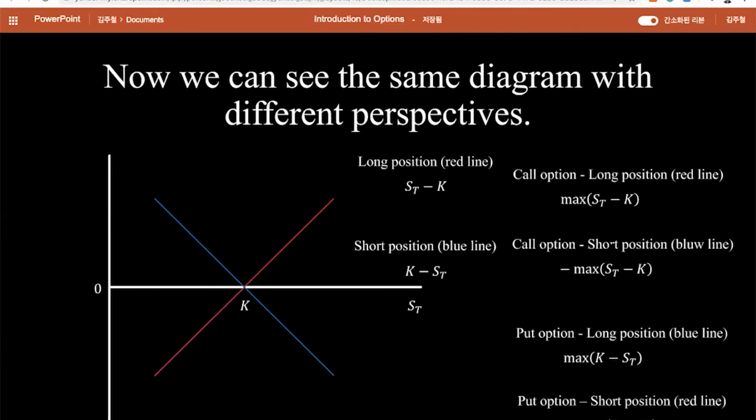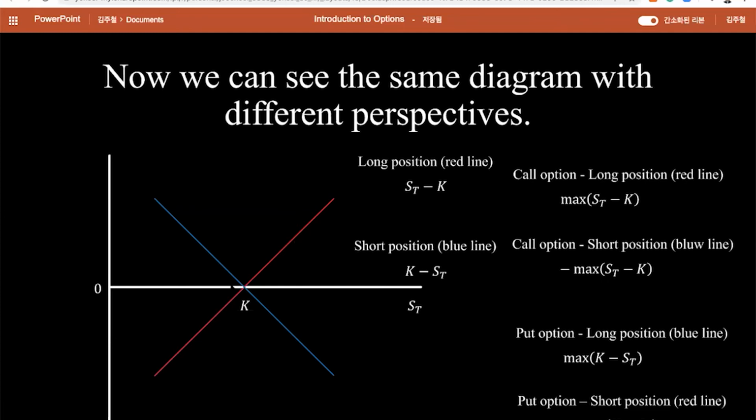So there are actually 6 of them. So let's recall the forward contract first. The long position is this whole thing, and short position is this whole thing. And the long position of the forward was ST minus K, and short position of the forward is K minus ST. And the call option is just on the right part, the upper right part of this red line.